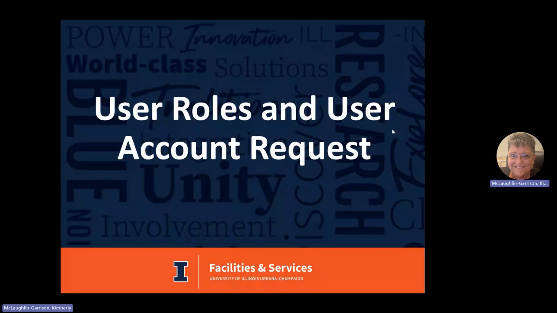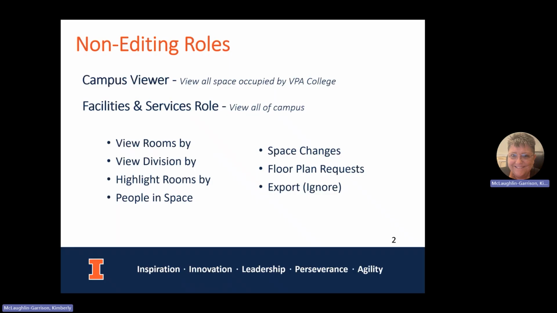I'm going to talk a little bit about our Archibus Web Central user roles and the account request form. There are basically two types of users in Archibus. You have your non-editing roles, which are Campus Viewer and Facilities and Service role. Basically, these are just viewing roles. Not editing roles. That is pretty self-explanatory. You can't edit anything in the files. The difference between Campus Viewer and Facilities and Service role is that the FNS role can see all of campus, where the Campus Viewer can only see the college that has been assigned to their role.